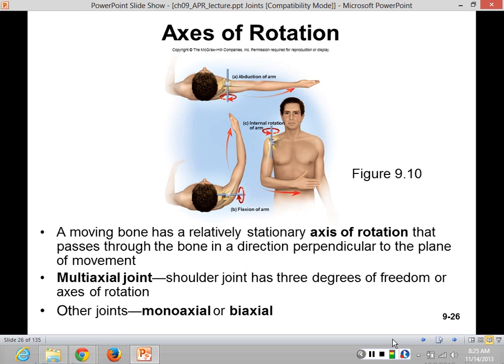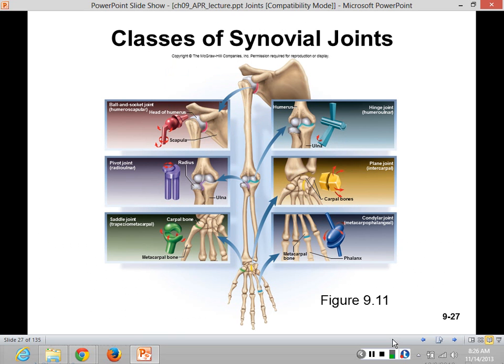Biaxial simply meaning you can only go from extension to flexion. You can only do what? Two movements with it, flexion and what? Extension. So here are your classes right here. Let's start with the ball and socket joint. What page are these joints on?